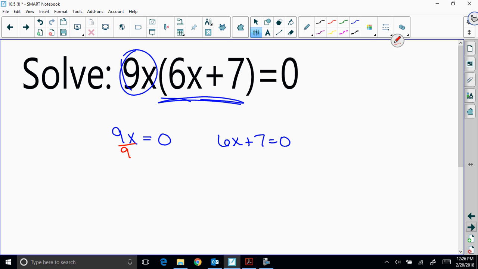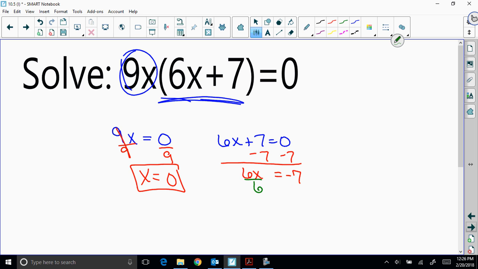So I'm going to divide by 9. And 0 divided by anything is just 0. And then over here, I'm going to subtract 7 on both sides. So 6x equals negative 7. And then we're going to divide by 6. X equals, that's going to give me a decimal. So I'm going to bring that fraction down as is. And there are my two answers.